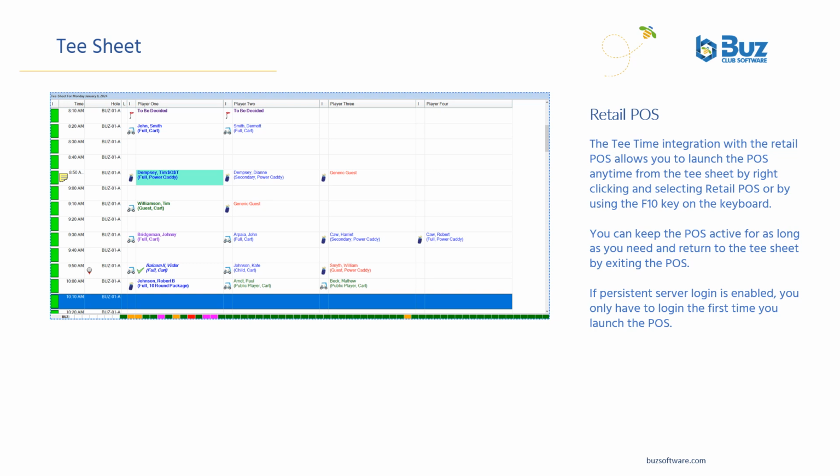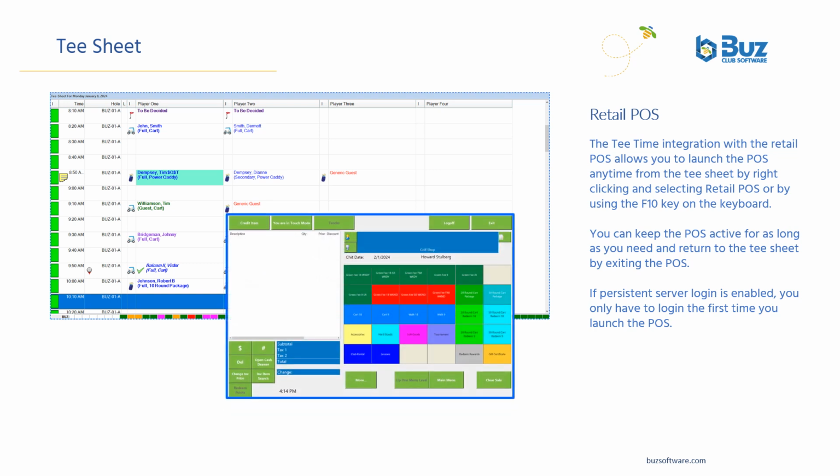Retail POS. The T-Time integration with the Retail POS allows you to launch the POS anytime from the T-Sheet by right-clicking and selecting Retail POS, or by using the F10 key on the keyboard. You can keep the POS active for as long as you need and return to the T-Sheet by exiting the POS. If persistent server login is enabled, you only have to log in the first time you launch the POS.